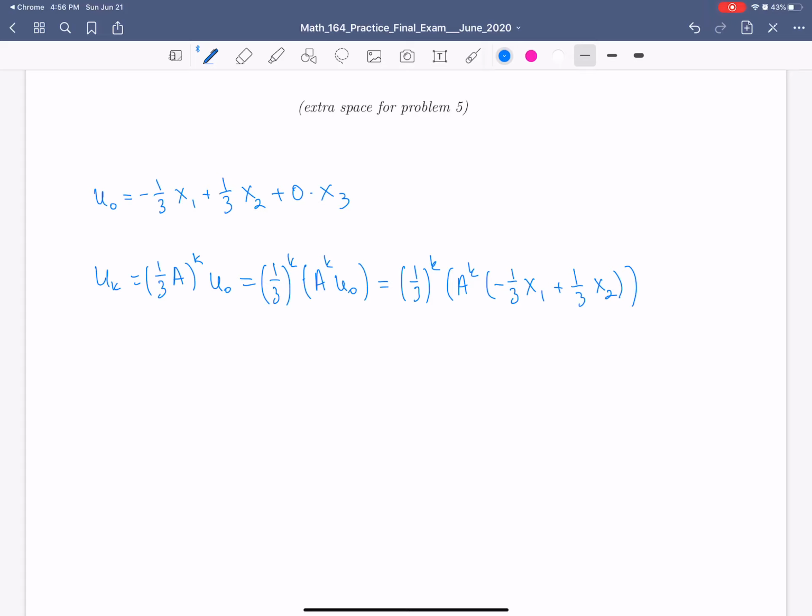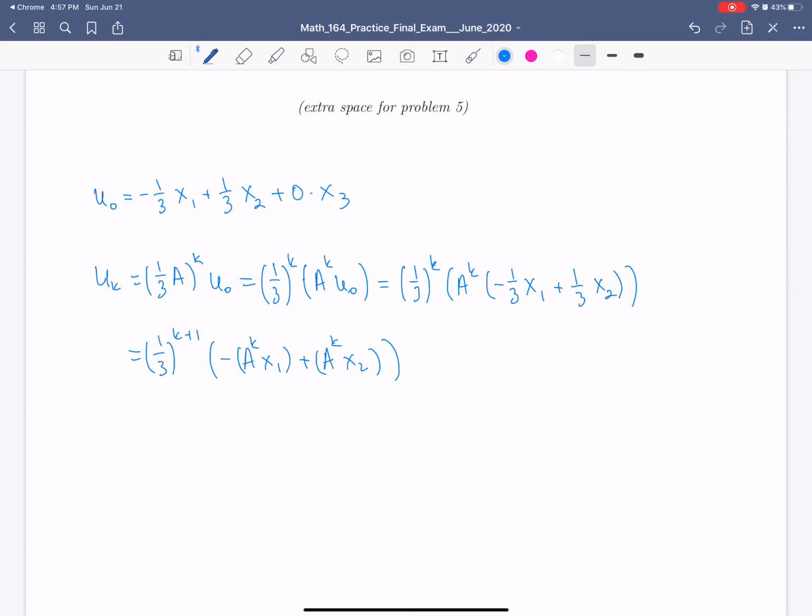So what we get is, by the way, we can factor this 1/3 and this 1/3 out, and we would have 1/3 to the power of k plus 1. So we have 1/3 to the power of k plus 1 times minus A^k x1 plus A^k x2. So this is what we have.